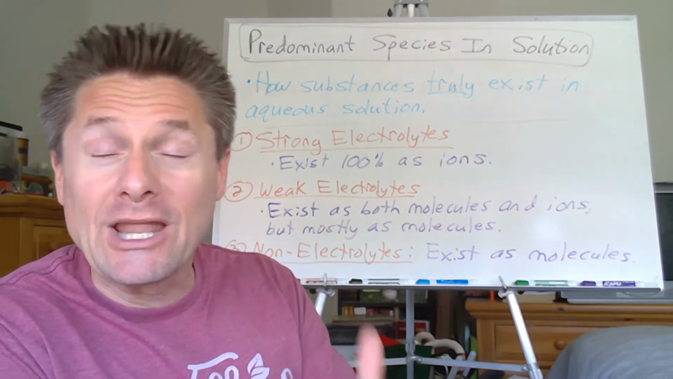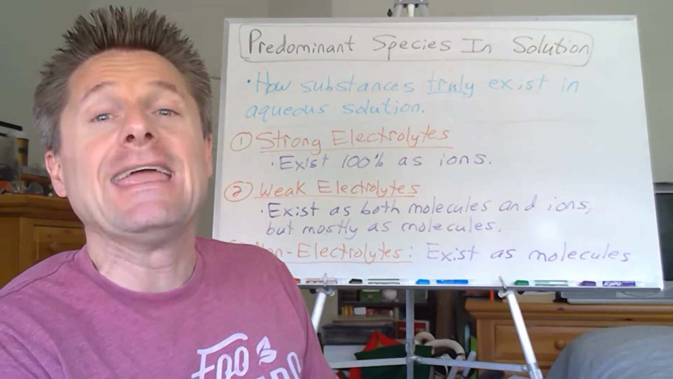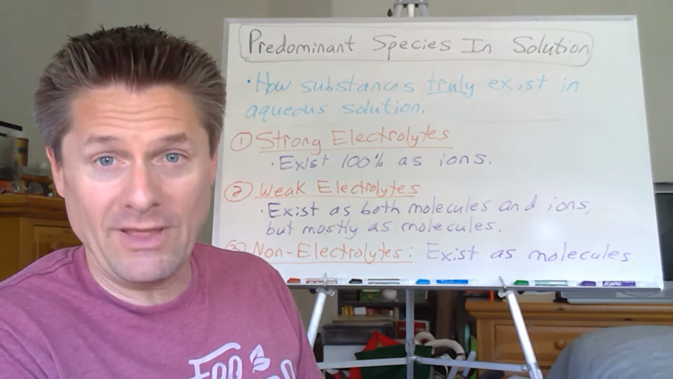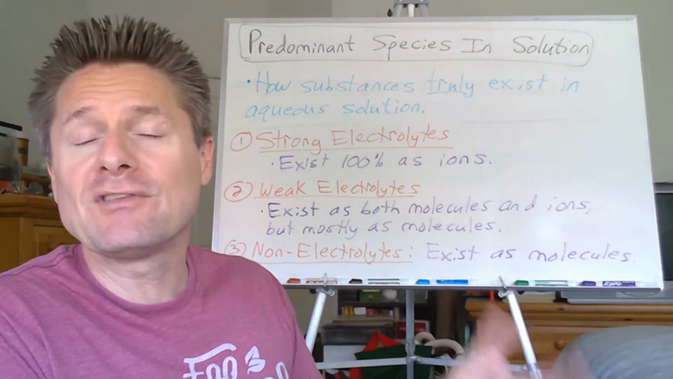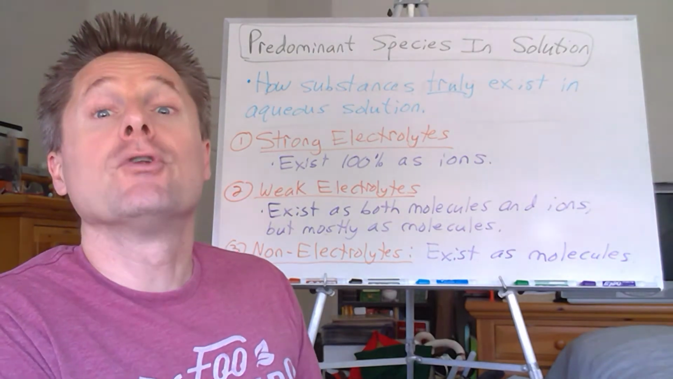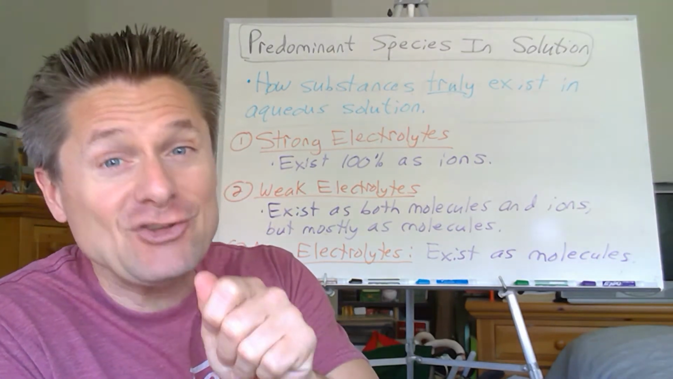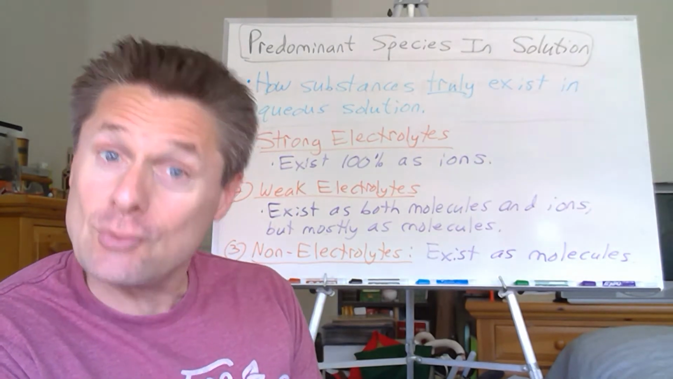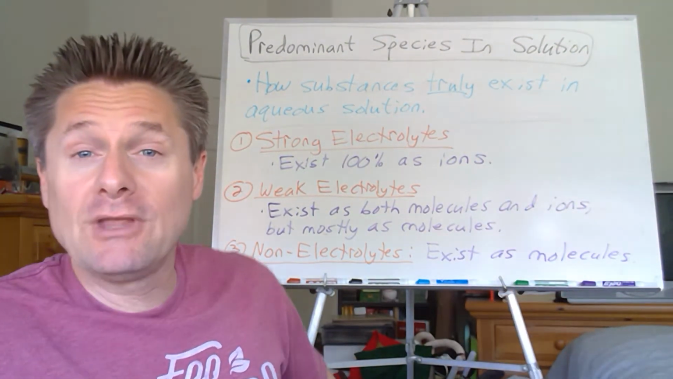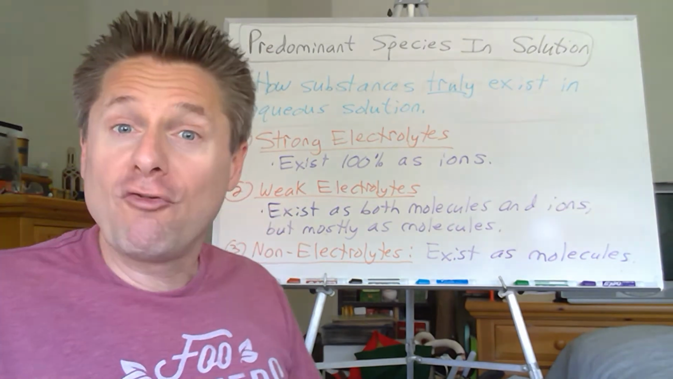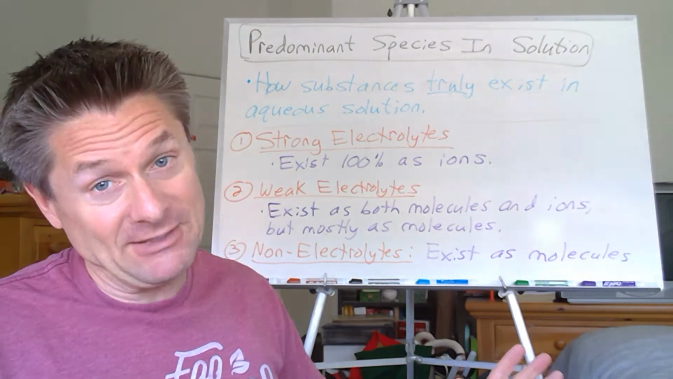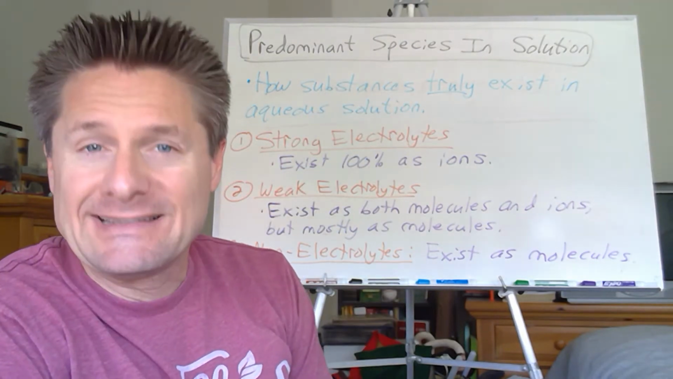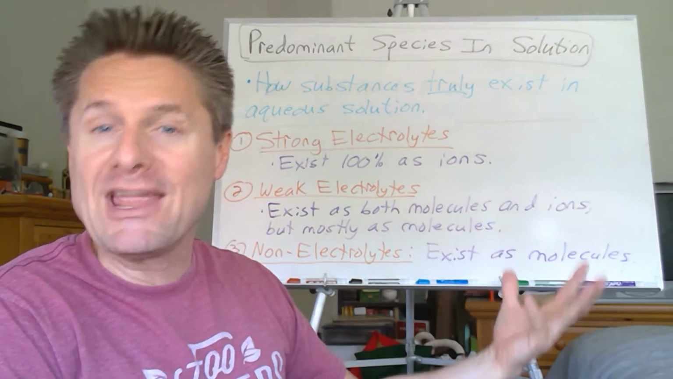We want to get really good at this because I find it is a huge topic that students struggle with. If we can't see how something exists in water, we're going to really struggle writing equations for reactions that occur in solution. How can you write the equation if you don't know the formula for how something exists? So we're going to call this predominant species in solution, or dominant, or major.